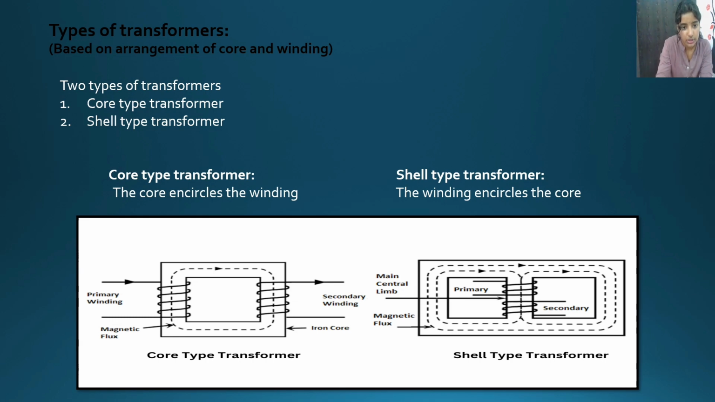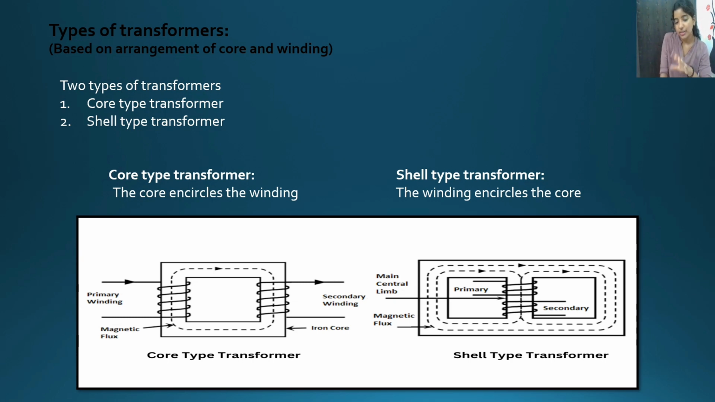What is a core type transformer? We have the core in the middle, and the windings encircle the core. That is the core type transformer. What is a shell type transformer? The core encircles the winding. Here in the core type, the winding encircles the core.